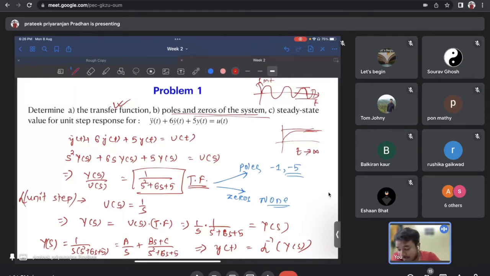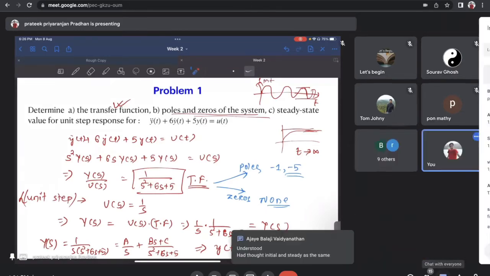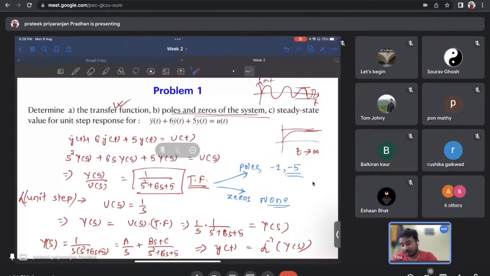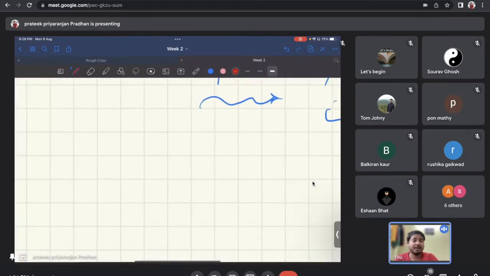So whenever you see a problem where a steady state value is mentioned, initial value and final value are different. So whenever you see a steady state value, you should apply the final value theorem. What's the final value theorem? It's very important. Whenever you see steady state response or steady state value, the first thing that should come to your mind is the final value theorem.